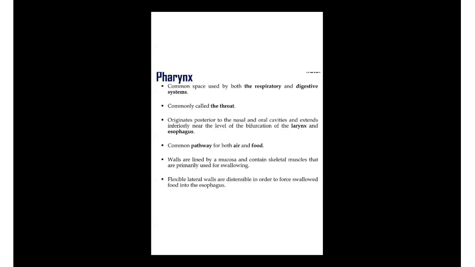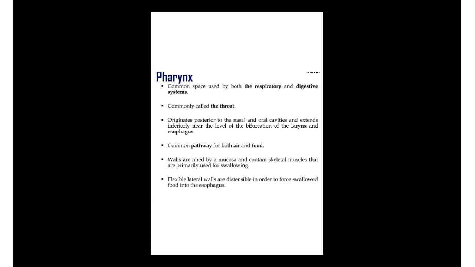The pharynx is the common space between the respiratory and digestive systems. It is beyond your tongue, and it is commonly called the throat. It originates posterior to the nasal and oral cavity and extends inferiorly to the level of bifurcation of the larynx and esophagus. The larynx is your windpipe, and the esophagus is your food pipe.